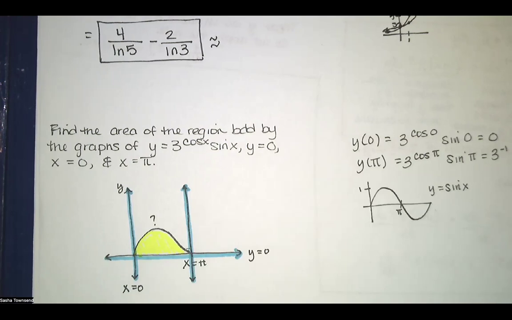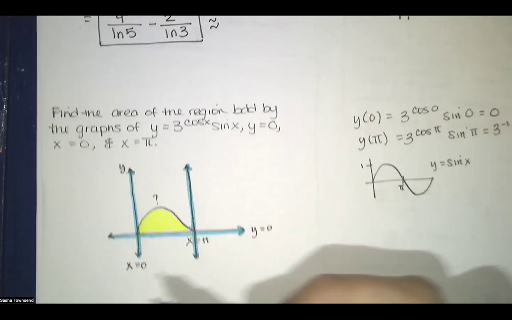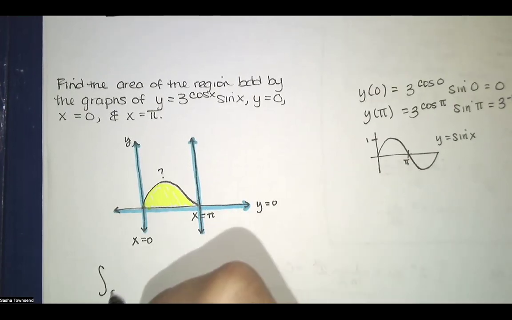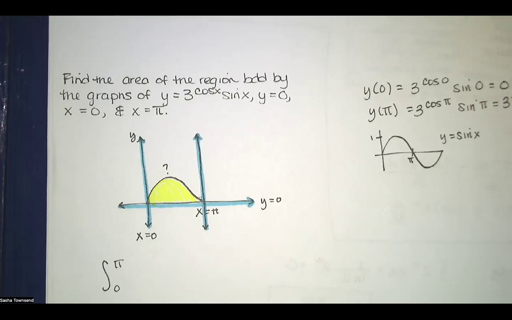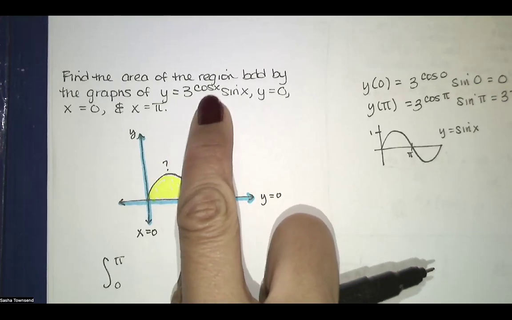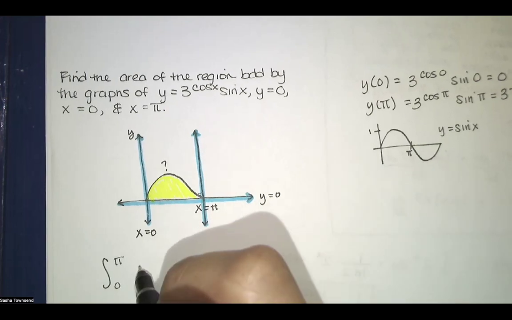We say, okay, well, if that's the area that we're looking for, approximately, what is the integral going to be? Well, it's going to be the integral from this x value to this x value, so 0 to pi, of 3 to the cosine of x times sine of x.